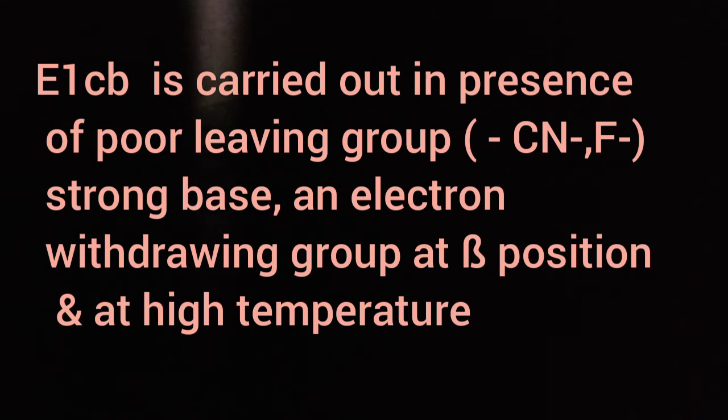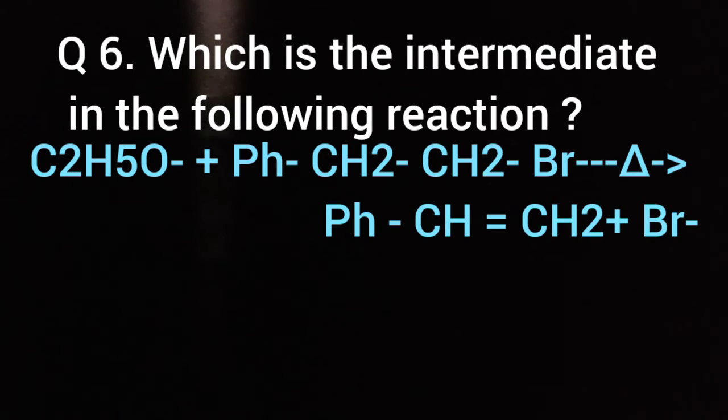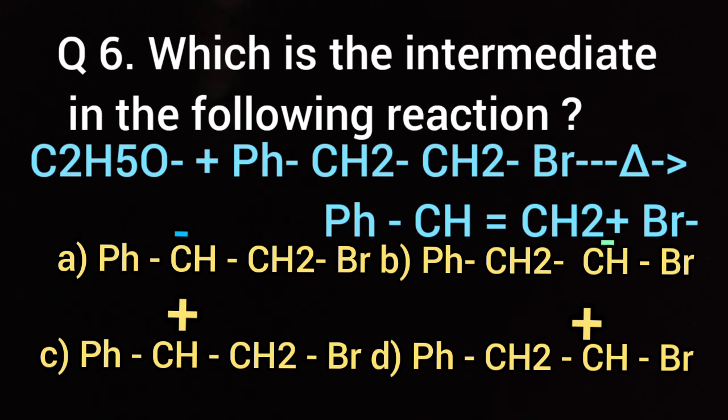Next question. Which is the intermediate in the following reaction? C2H5O- ethoxide plus PhCH2CH2Br. The products are PhCH=CH2 and Br-. Obviously this reaction follows E1CB mechanism because C2H5O- is a strong base, temperature is high or given, and the leaving group is bromide.